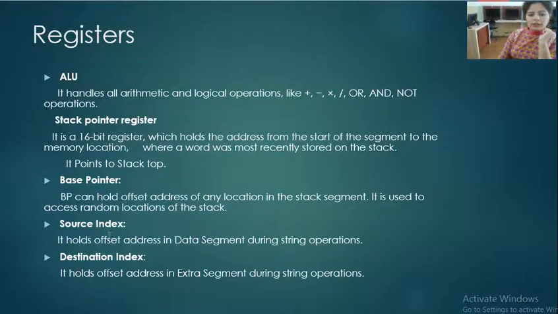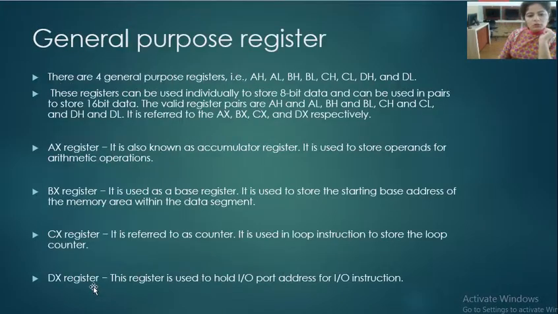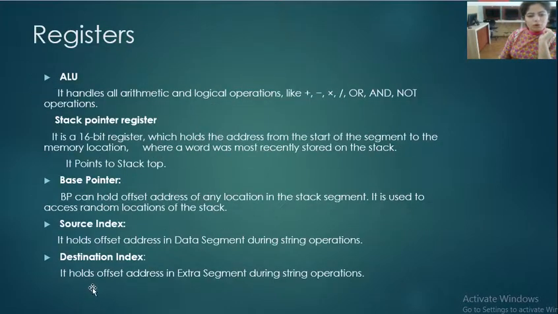Next is source index. Index values are used to tell the index value of source and index value of destination. So we have two index registers, source index and destination index. Now what is source index? It holds the offset address in data segment during the string operations. Destination index holds the offset address in extra segment during the string operations.